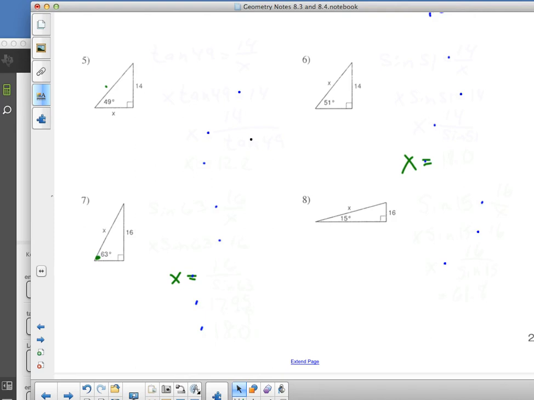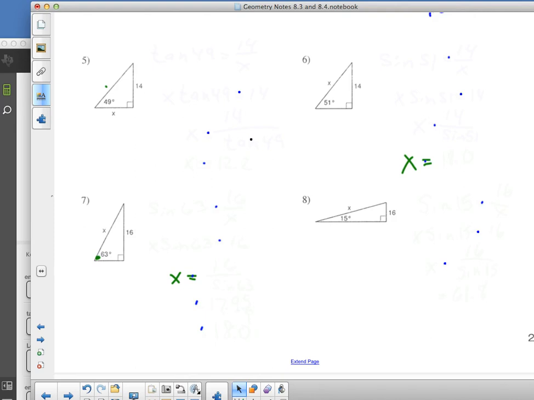Yes, sir. What do you got? For 5, let X be on bottom, 14 be on top. Which one's opposite? Which one's adjacent? That one's adjacent. So opposite adjacent, so yeah, X would have to be on the bottom then. Okay.